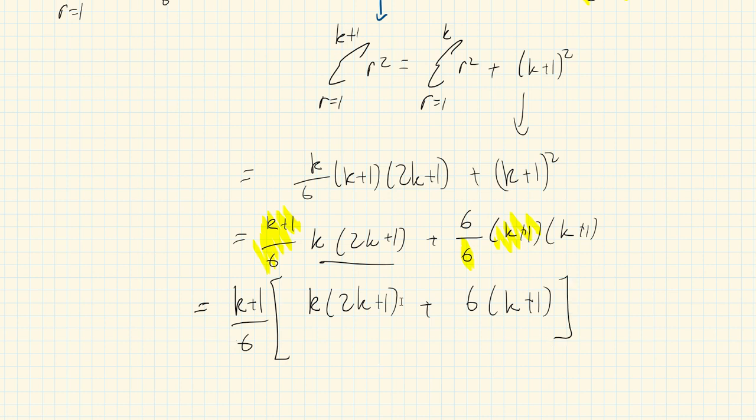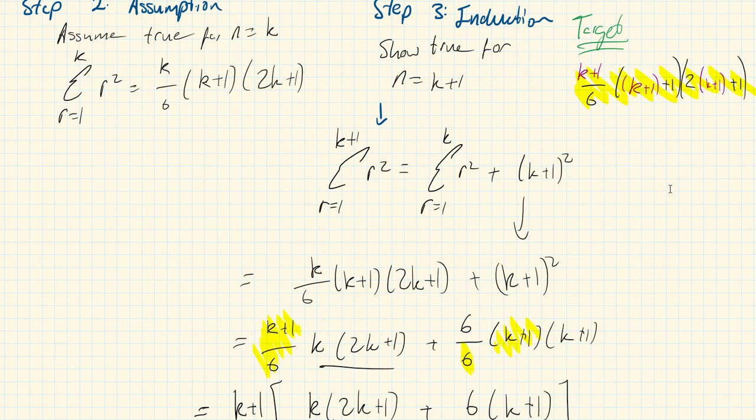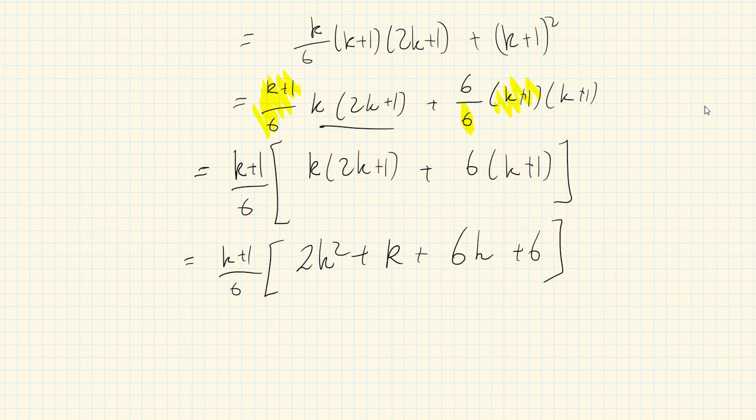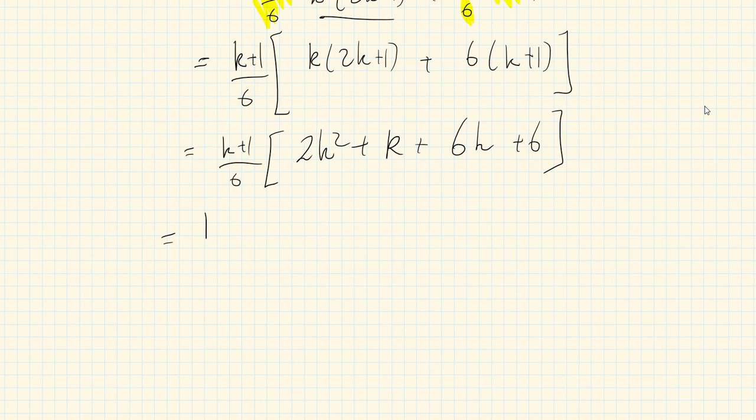Okay, great. So referring to our target expression, we've got the k plus 1 over 6. I just need to show that what we've got left gives us this k plus 1 plus 1, 2k plus 1 plus 1. Okay. When in doubt, let's just expand. So this is equal to k plus 1 over 6. Let's expand out. We've got 2k squared plus k plus 6k plus 6. And let's tidy it up. k plus 1 over 6, 2k squared plus 7k plus 6.